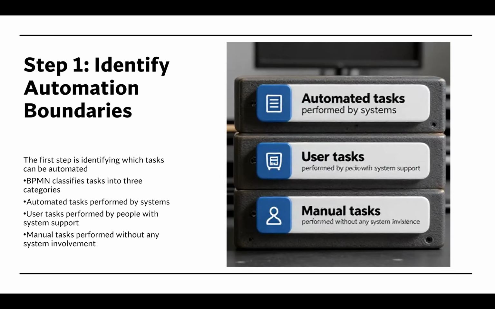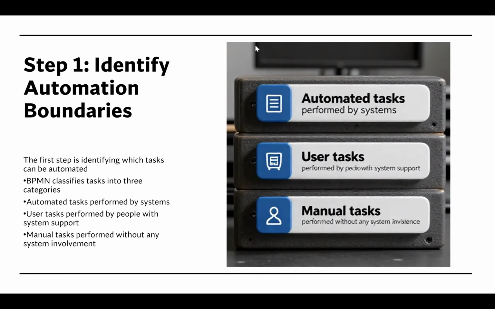The first step in process implementation is identifying which tasks can be automated and which cannot. In BPMN, tasks are usually classified into three categories. The first type is automated tasks, which are performed entirely by the system. The second type is user tasks, which are performed by people but with system support. The third type is manual tasks, which are performed completely outside the system without any software involvement.